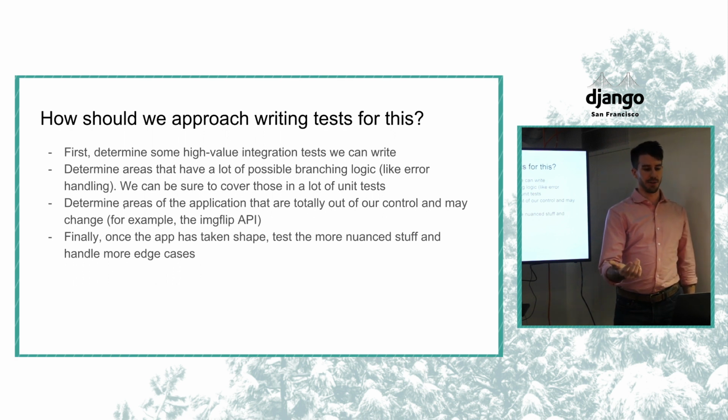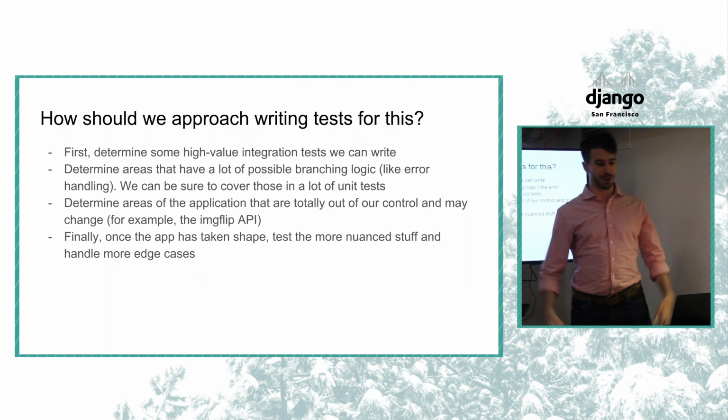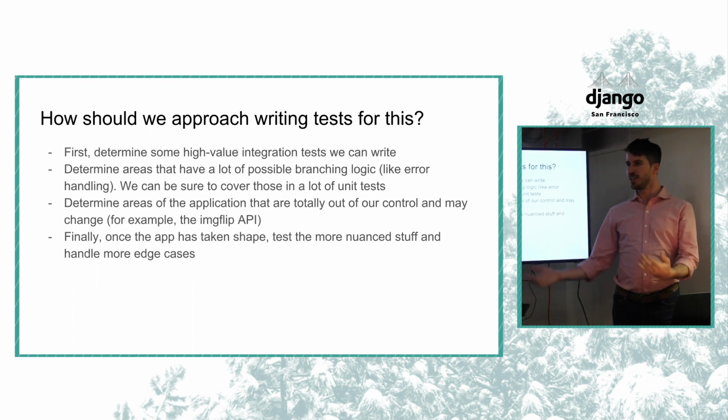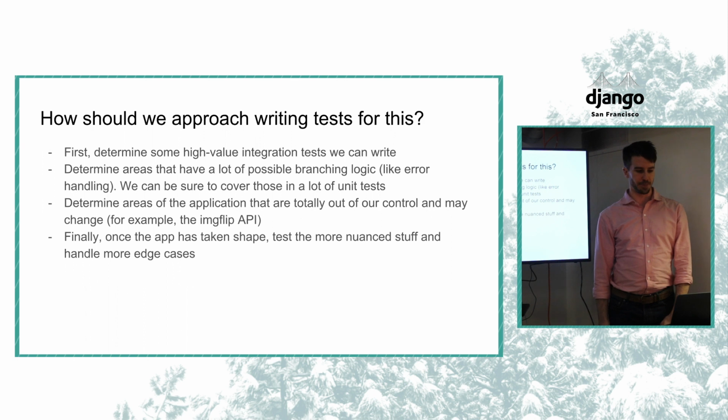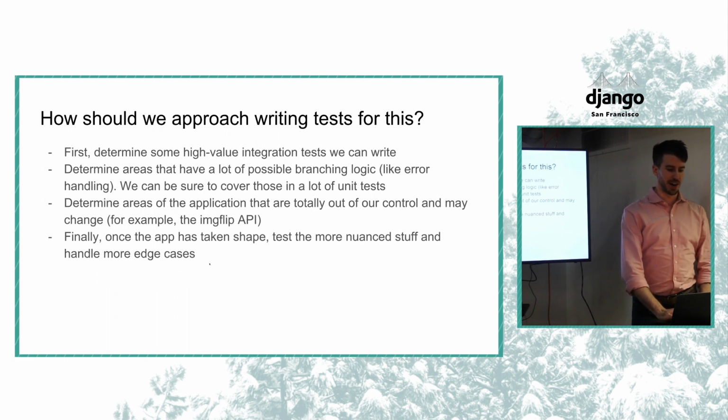Then after that, I typically think about areas of the application that are completely out of my control and might even change. One good example of this is the Image Flip API itself. It's not versioned at all. So if for whatever reason they just change it one day, they change the schema of it, it would be nice if we had some tests to at least let us know, hey, this API is completely different. You really need to update your app.